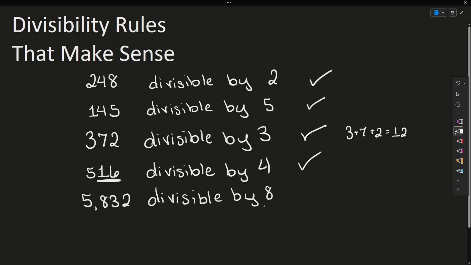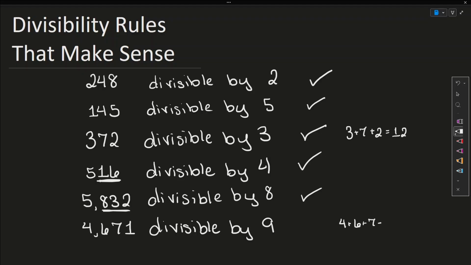Is 5,832 divisible by 8? For 8, we check the last 3 digits, 832. That actually is divisible by 8, so 5,832 is divisible by 8. Is 4,671 divisible by 9? For 3 and 9, we add the digits. 4 plus 6 plus 7 plus 1 is 18. And 18 is divisible by 9. So 4,671 is divisible by 9.